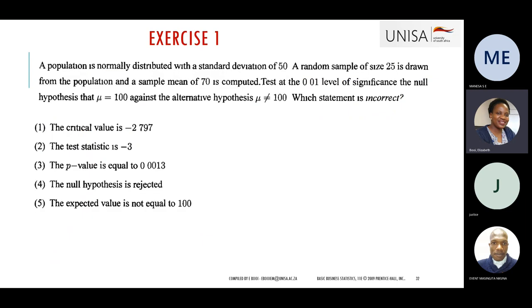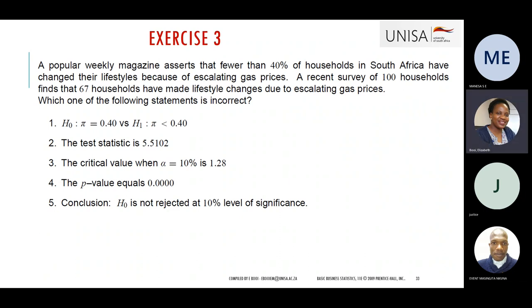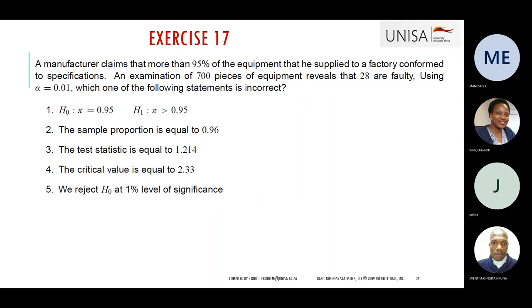But before I do that, for the proportions, I do have additional exercises that you can also look at, so you can take screenshots. Exercise one, you are given the population, which is normally distributed with a standard deviation. That standard deviation comes from the population, so it's the sigma. You just need to know how to interpret this in order to answer all these questions. The second one is proportions, because they gave you percentages. The other one is also a proportion.